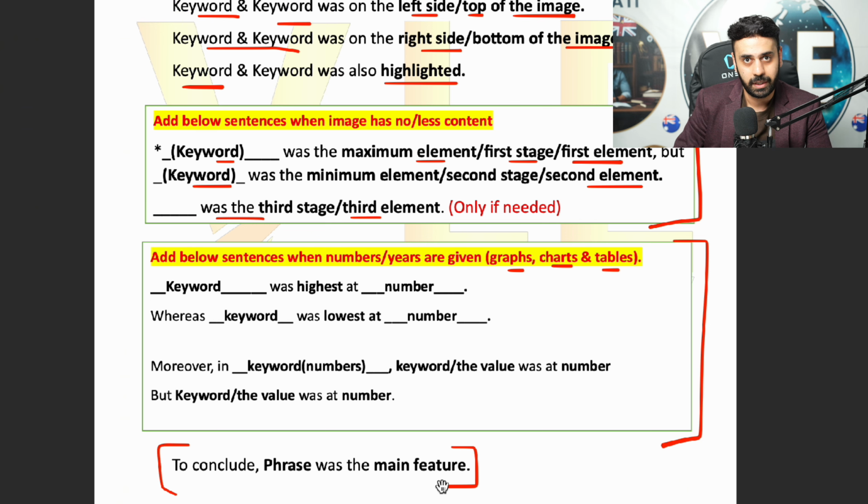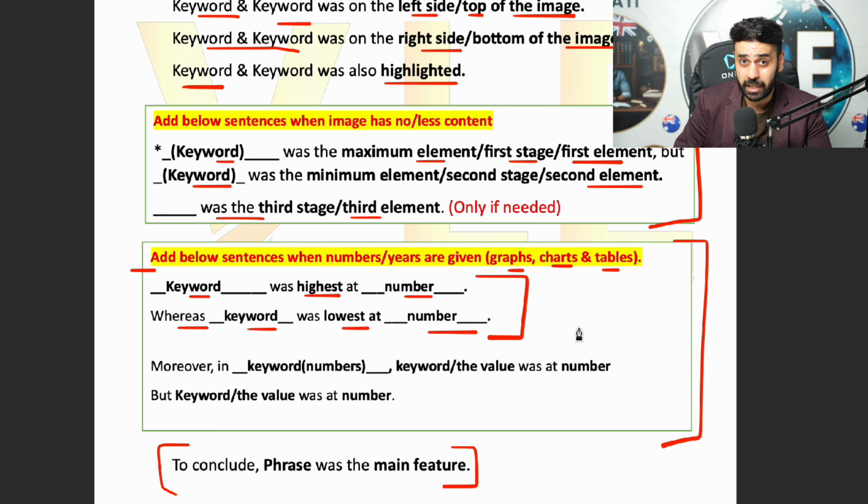Okay, now let's see how we do it when it comes to graphs. When it comes to graphs, we're going to use additional sentences. The very first additional one would be that keyword was highest at a particular number, whereas another keyword was lowest at a particular number. You need to give such a trend, such an analysis. Otherwise, Pearson will mark your answer as an average or below average answer.